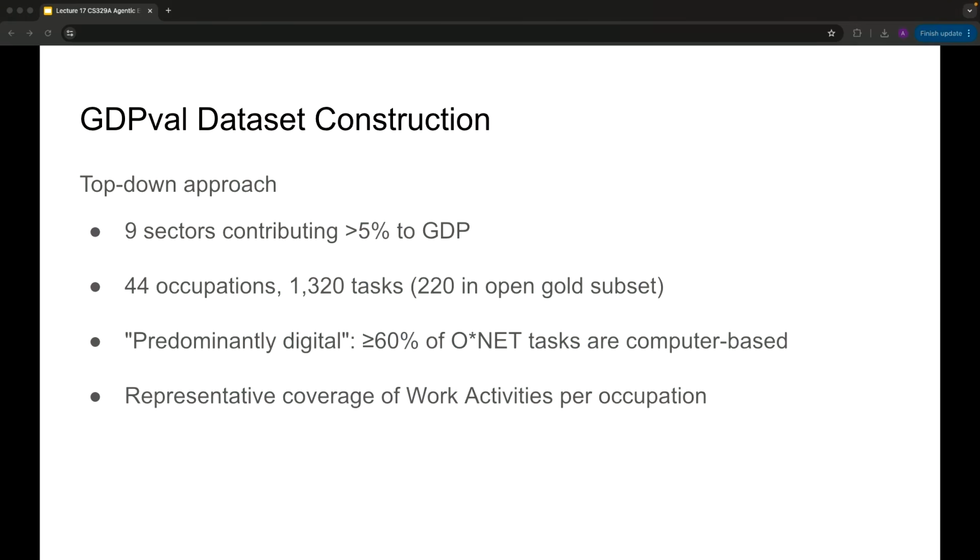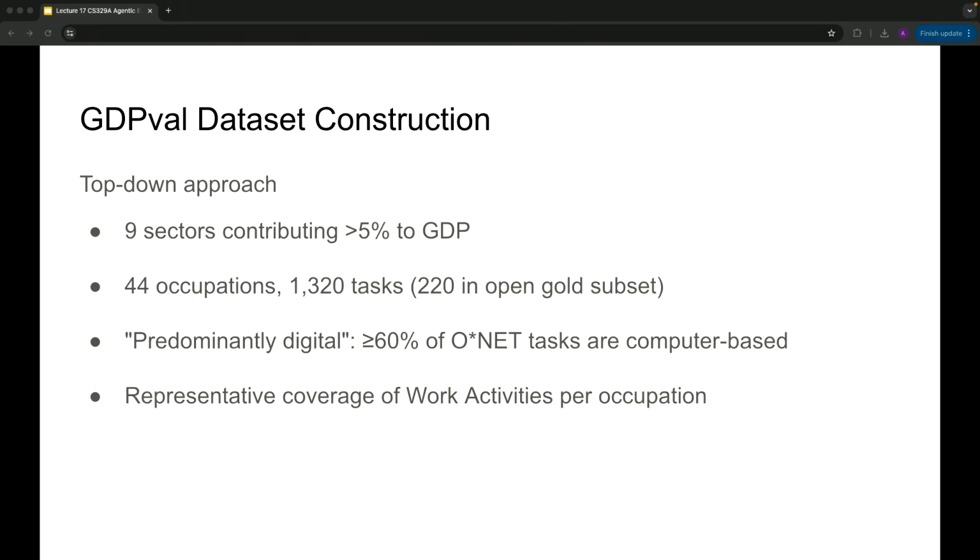Okay. So top down, this evaluation data set targets about 9 sectors, and they went for the top 5% of GDP. They're asking what the most economically valuable tasks are and whether the models are good enough at them. They covered about 44 occupations and sourced about 20 tasks each, and 220 of them are in an open gold set on Hugging Face.